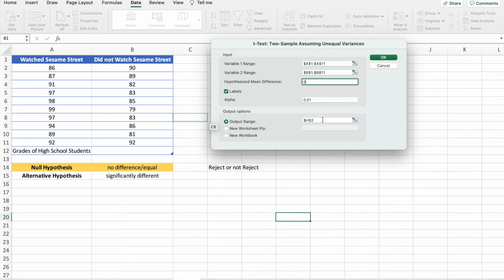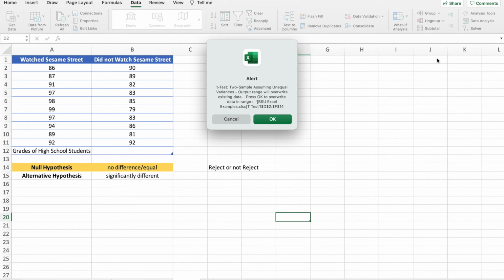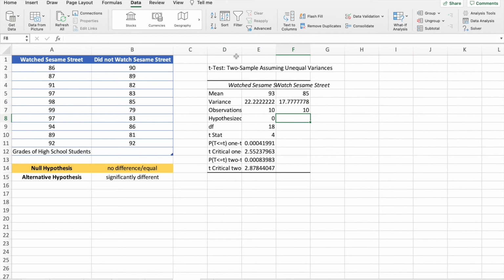And next is the output range. The output range is where we put our data. Maybe here we'll put it, and of course the alpha. The alpha is 0.05. It could be 0.01. So let's set 0.01. And then we click OK. And we have these values.